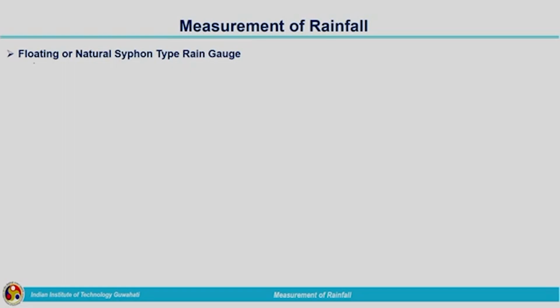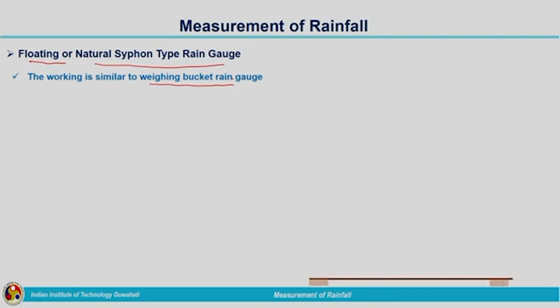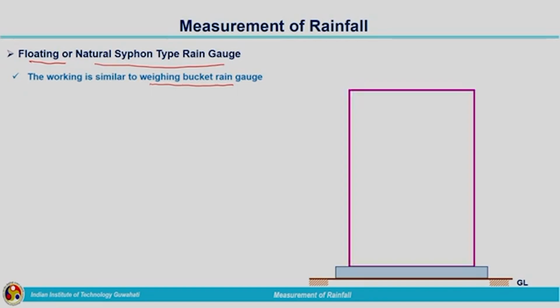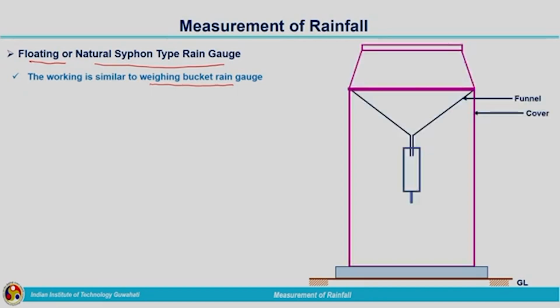Next one is the floating or natural siphon type rain gauge. The working is similar to that of the weighing bucket rain gauge. Let us see the pictorial representation of this floating type rain gauge. Here we have the ground surface, above which the rain gauge is installed. So, this is the cover, and here we have the funnel.